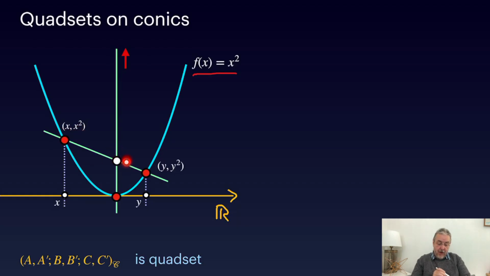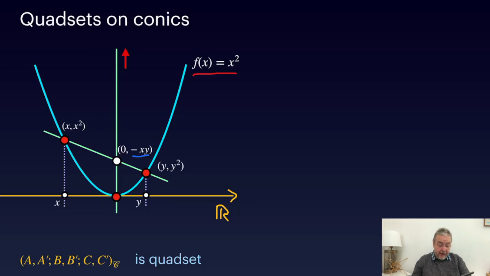And now I tell you what is the coordinate of that point. So the x coordinate of that point is clear, it should be at 0, but the y coordinate, what is the altitude of that point? And it turns out that the altitude of that point is exactly minus x times y. And this fact is just one of those little miracles that make things work.